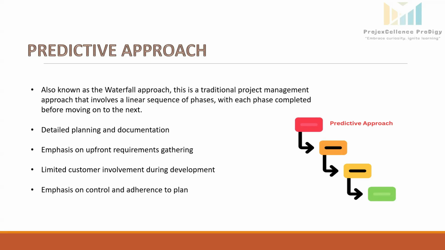Quality metrics which were defined in the beginning during the planning process can be achieved. The project can be delivered in the planned timeline with no scope creep. So we have all three constraints: cost, time, and scope within our control. That's why we emphasize control and adherence to the plan in the predictive approach.